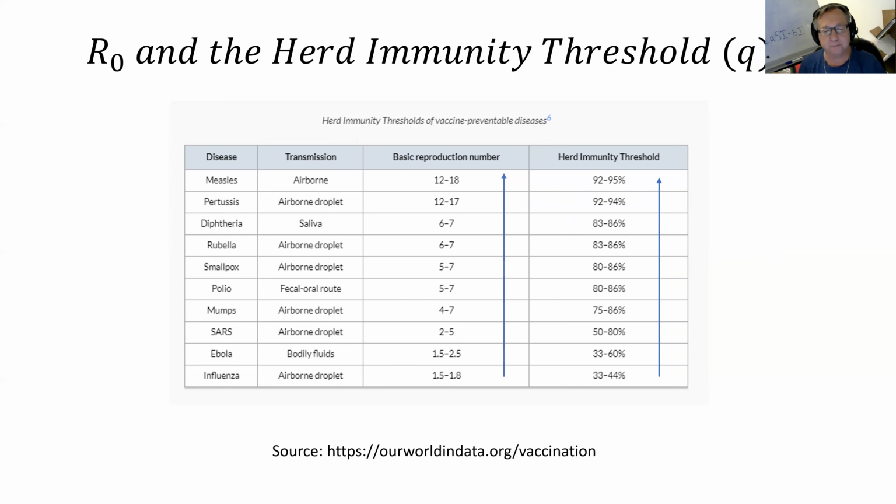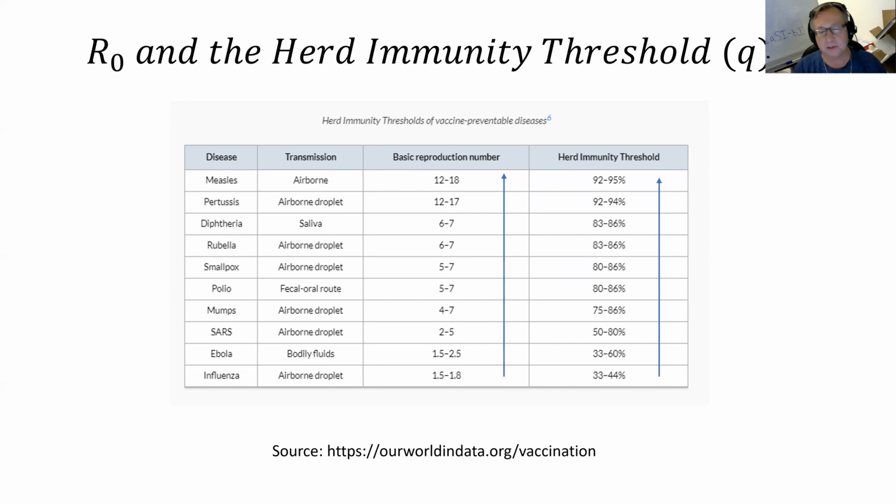So these are some estimates of the R naught values. Just to put this into perspective, remember I was assuming R naught, again, the basic reproduction number, of a number like 5. And that would be the case of the lower bound estimates of smallpox and polio. Okay, so if we look at the 5 to 7 range for those infectious diseases, you can see that the herd immunity threshold on the right-hand side is 80% at the lower bound when it's 5, and 86% in terms of the upper bound.